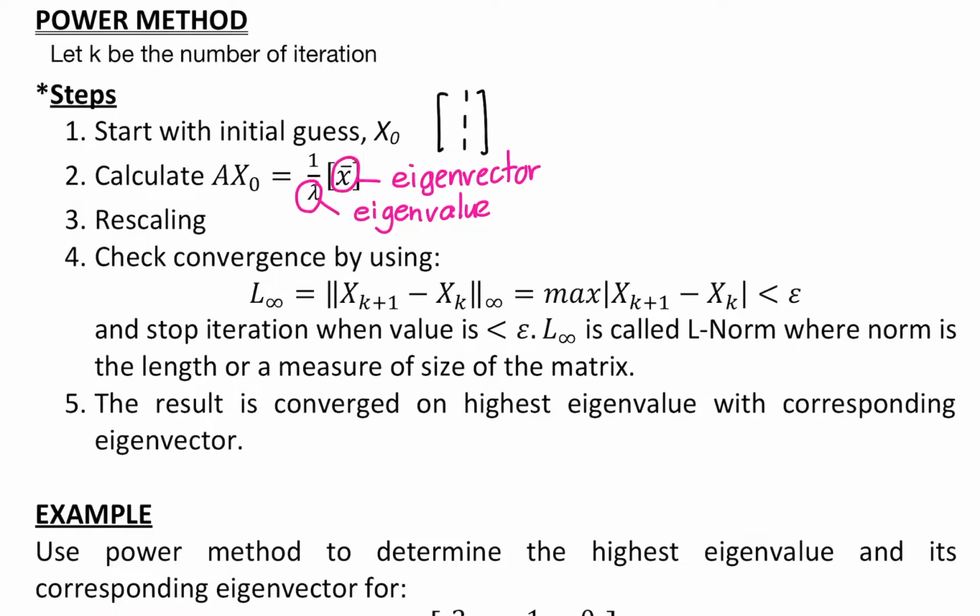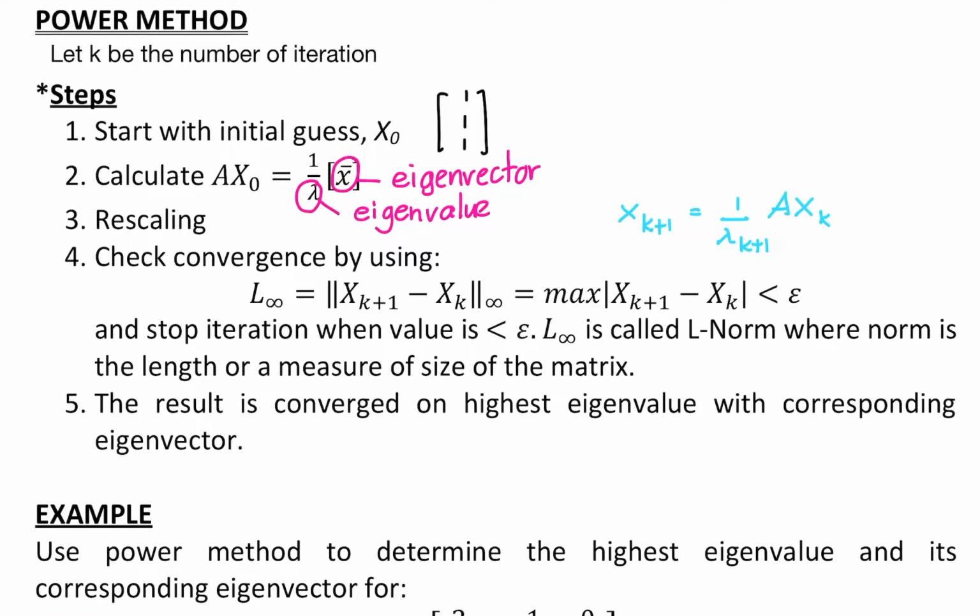Third step, rescaling. I'm just going to write here first what rescaling means. x of k plus 1, note that k is the number of iterations, equals 1 over lambda k plus 1 times Axk. Now k plus 1 is our current approximation, so xk will be the previous approximation.